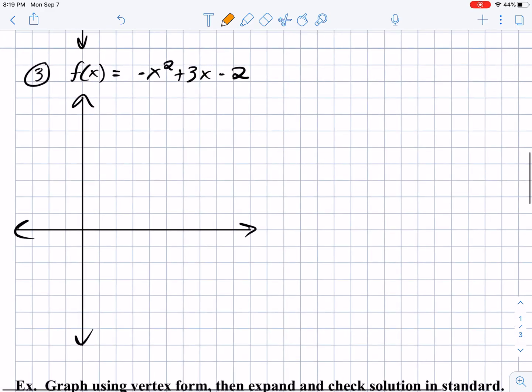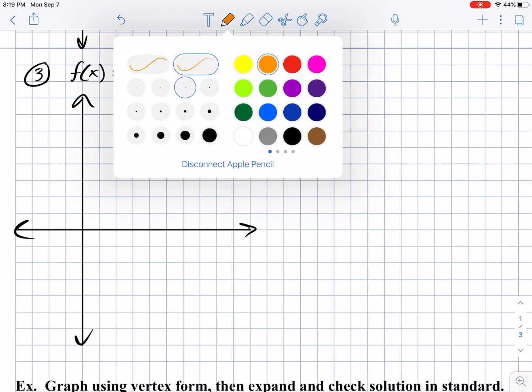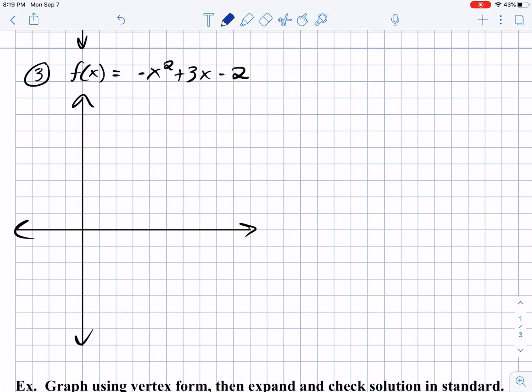Okay, let's have you try number 3 on your own graph using 5 points, then list the domain and range, and I'll put the solution up for you guys in just a sec. Okay, for your vertex, you should have gotten a vertex at 3 over 2, 1/4. 3 over 2 would be right here, 1/4, just barely above your x-axis.